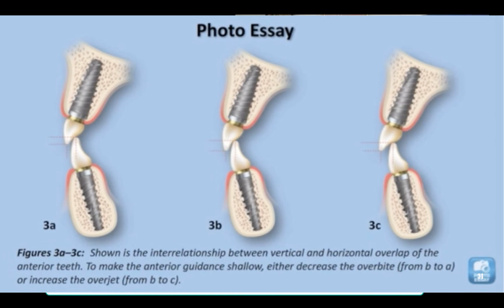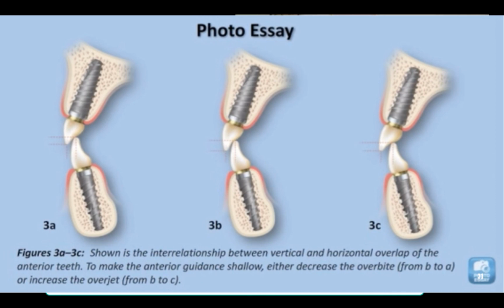If you see, this is the relationship. This picture shows the interrelationship between vertical and horizontal overlap of the anterior teeth. To make the anterior guidance shallow, you can decrease the overbite from B to A, or you can increase the overjet. So you can see there is only one point of contact. In picture B, you can see the overbite has been decreased. Here, at the point of contact, they have increased the overjet. So these are the three variations you can give.